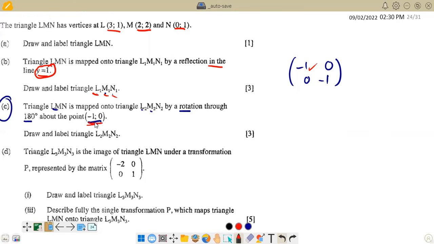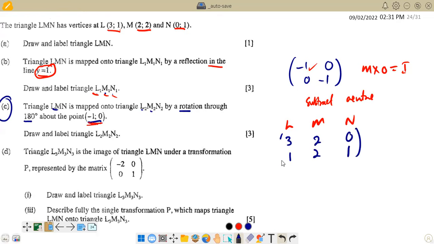Remember the concept: when the center is not (0, 0), you're supposed to subtract the center first. So we are going to subtract our center so that we can use the matrix, since matrix times object is equal to image. So subtract the center from the coordinates of the object, which is from L, M, N. Remember, our L here is (3, 1), our M is (2, 2), our N is (0, 1). So from this, subtract your center. Your center is (-1, 0).